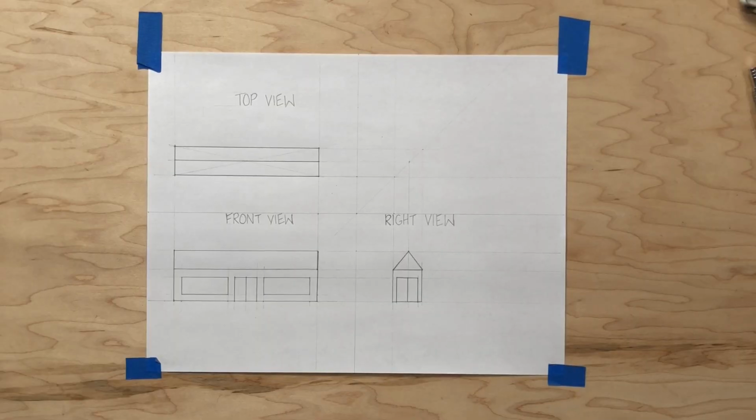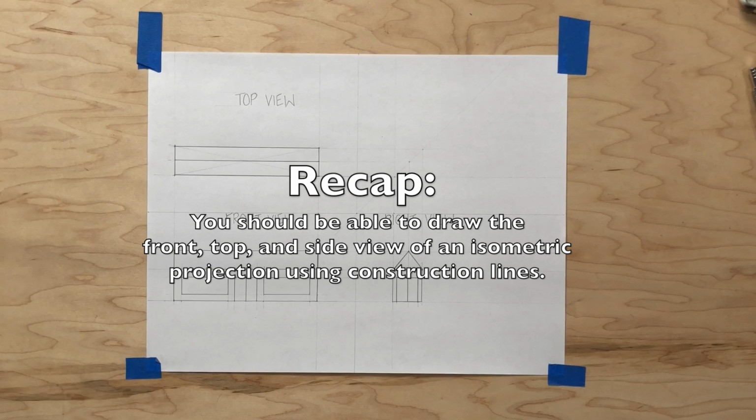You have now reached the end of this tutorial, which means you should be able to draw the front view, top view, and side view of an isometric projection using construction lines. I'd encourage you to go back and pause to practice any parts you are not yet comfortable with. With these skills, you can now represent a 3-dimensional object as 2-dimensional views on a piece of paper.